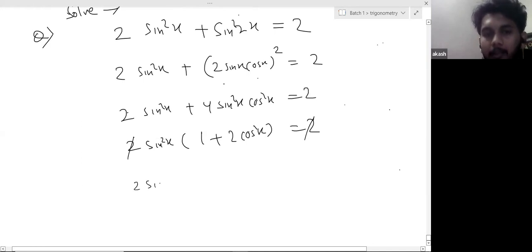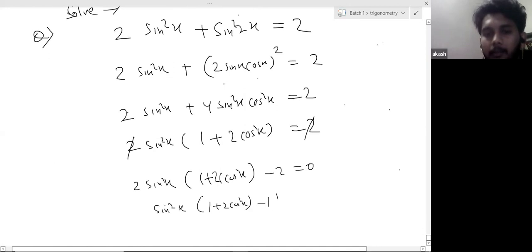You can write 2 sine square x plus 2 cos square x minus 2 is equal to 0. Take 2 common, so sine square x, 1 plus 2 cos square x minus 1 is 0. Now you can solve this, right?